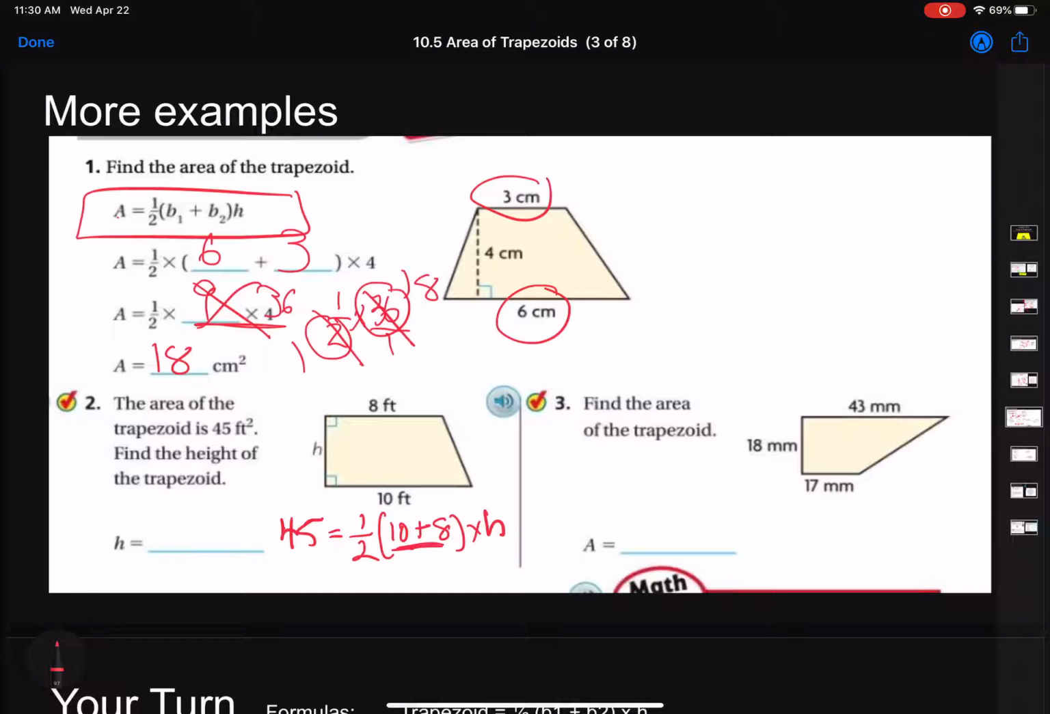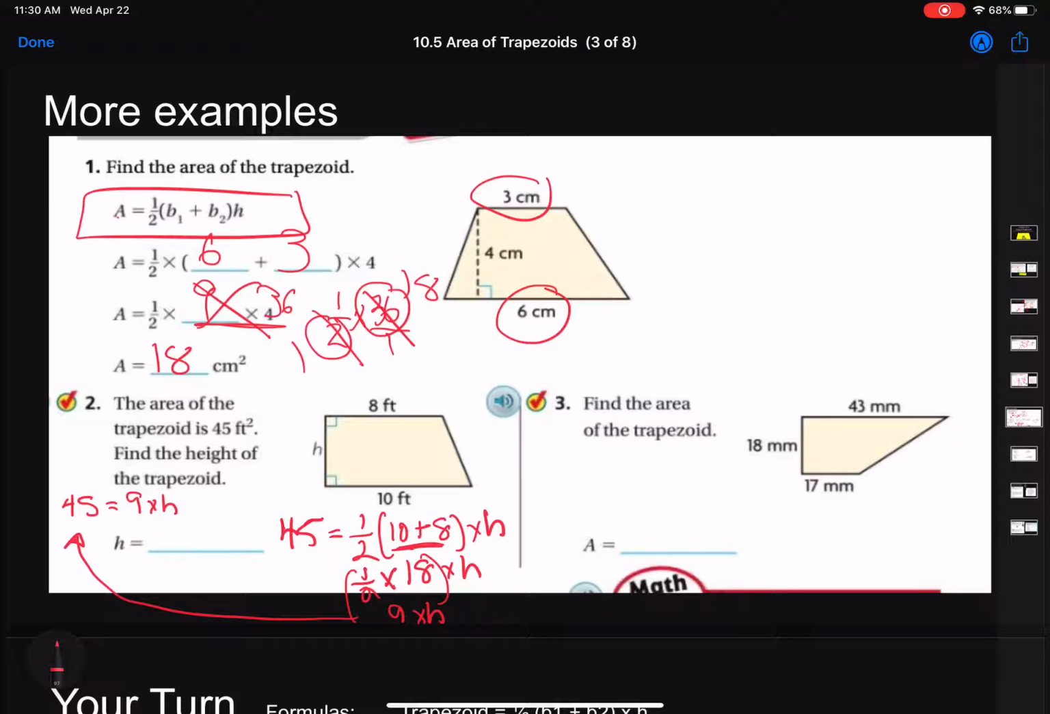So I need you to add those up. So that's going to be 1/2 times 18 times h. So I need you to simplify that now. So 1/2 times 18, in other words, half 18. What's half of 18? 9. So it's going to be 9 times h. I'm running out of room here, so I'm going to come over here. Oops, I turned my eraser on. So it's going to be 45 equals 9 times h.